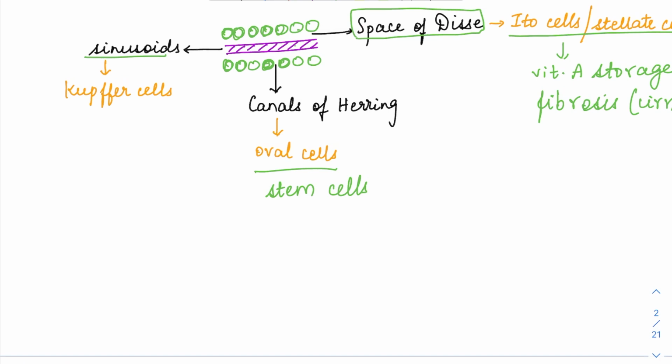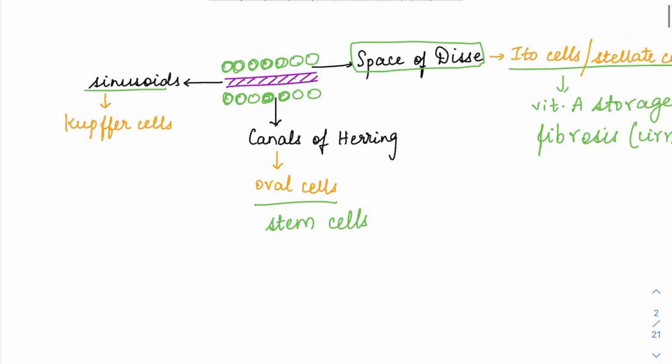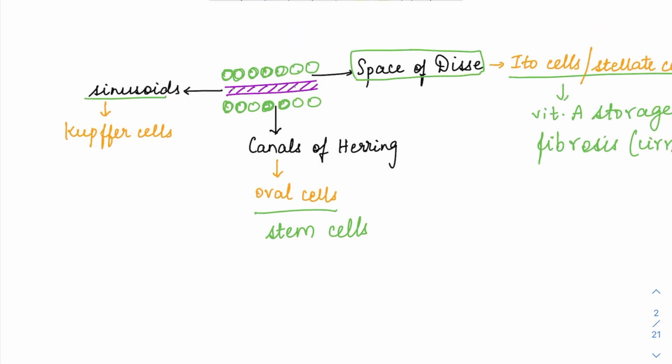Also, post transplantation, if you give only half of the liver, it can grow into an entire size, right? That is because of the stem cells. And these stem cells in the liver are called oval cells. Then thirdly, inside the sinusoids only, we have certain cells called Kupffer cells. Kupffer cells are nothing but modified macrophages which we see in the liver.